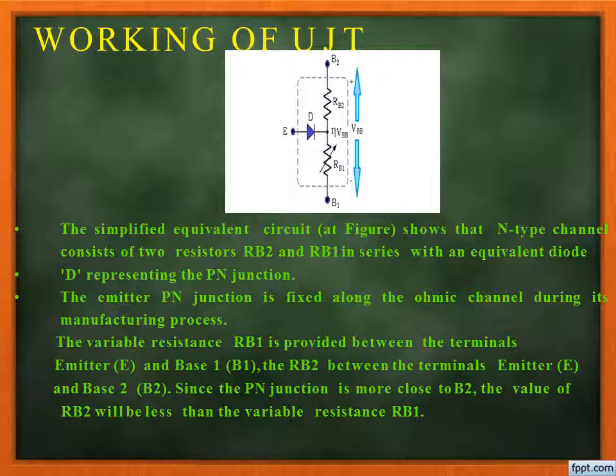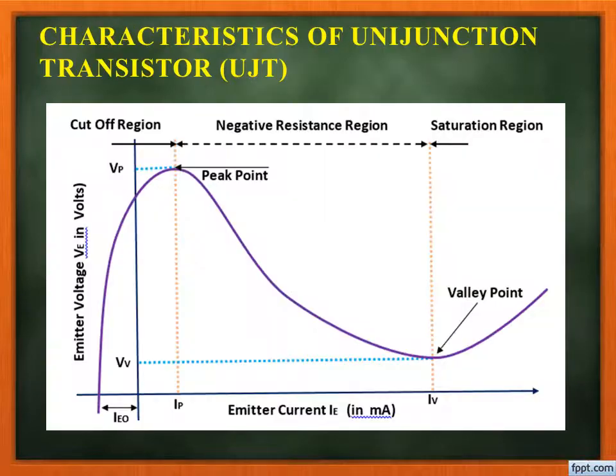The resistance RB2 is provided between the terminals emitter E and base 2. Since the PN junction is closer to base 2, the value of RB2 will be less than the variable resistance RB1.